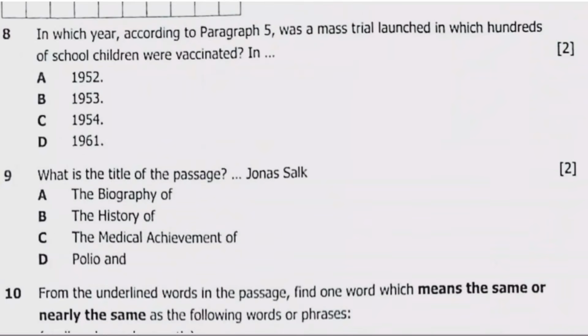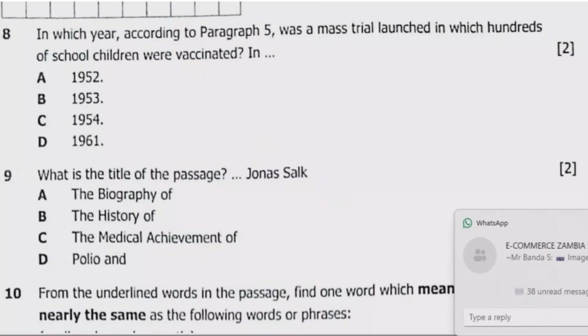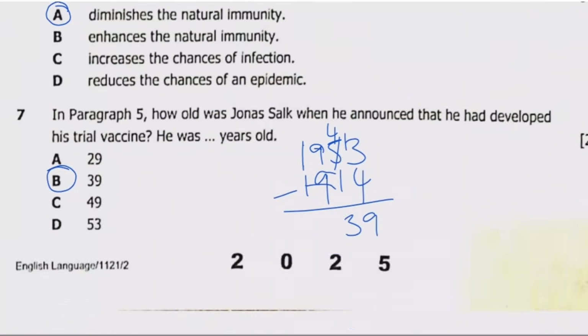We come to question 8, which is, in which year, according to paragraph 5, was a mass trial launched in which hundreds of school children were vaccinated? In which year, according to paragraph 5, was the mass trial launched in which hundreds of school children were vaccinated? A, 1952, B, 1953, C, 1954, D, 1961.